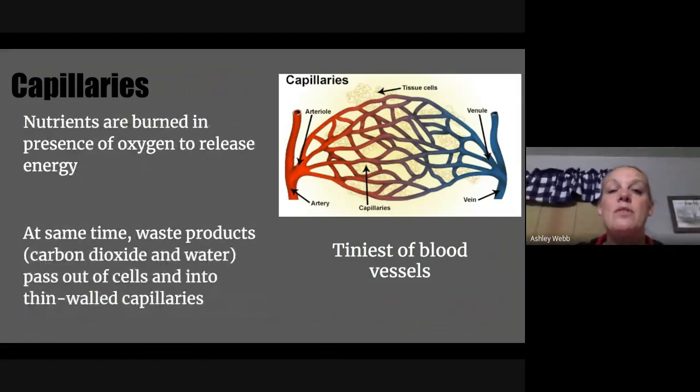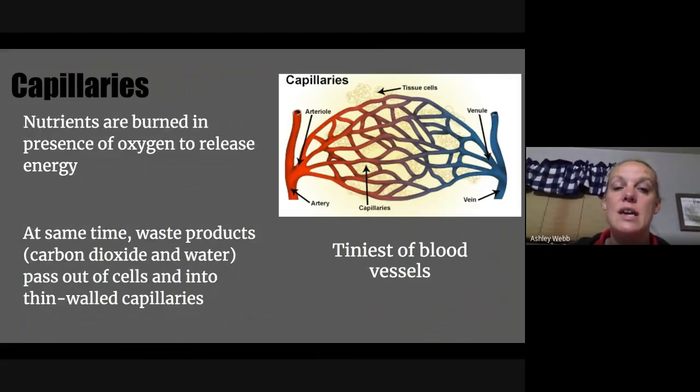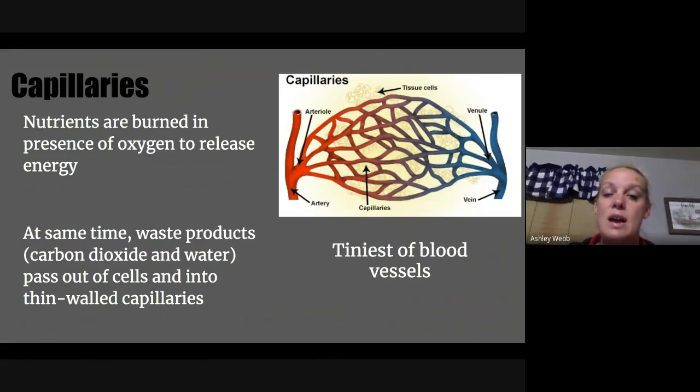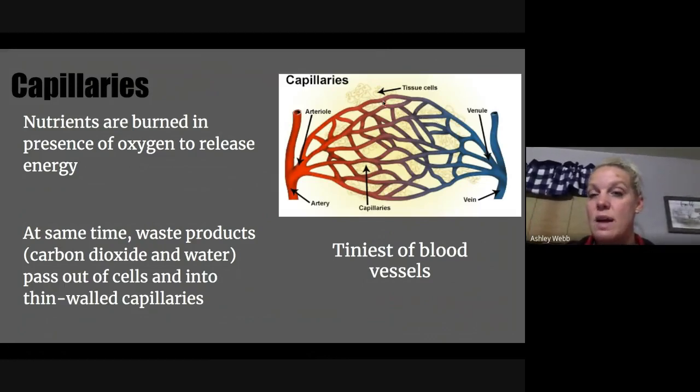When the nutrients get in the presence of oxygen, they release energy. At that same time as the energy is released, waste products, carbon dioxide and water, also come out of the cells and back into the capillaries. So we've got that exchange of carbon dioxide and water getting back into the capillaries, and then they're going to go to the venules and eventually to the veins.